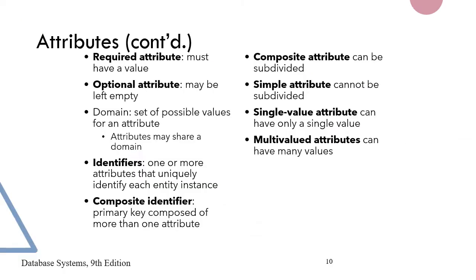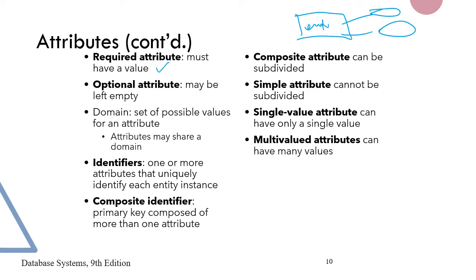Alright, attributes. For the entity, we must have an attribute. We must have a value. So this is a required attribute. Optional attribute may be left empty. So this is the features of the attributes. Usually for one entity, we must have at least one or two attributes, and the attributes have their own character. Some attributes must have a value.